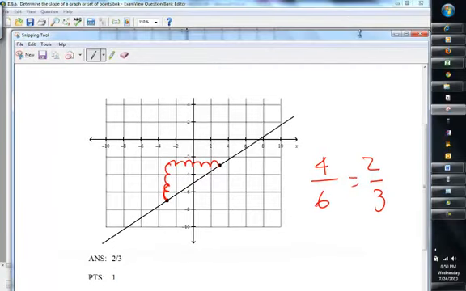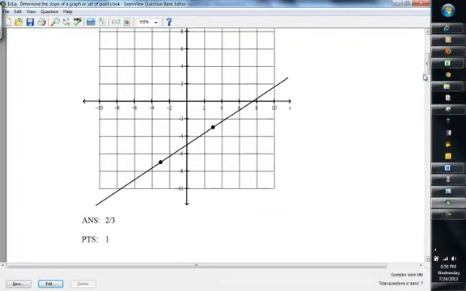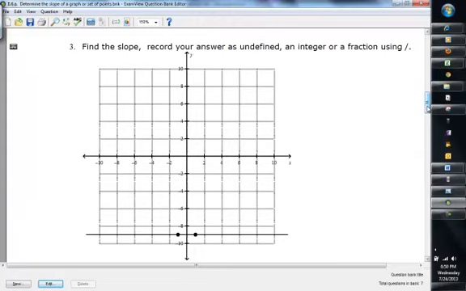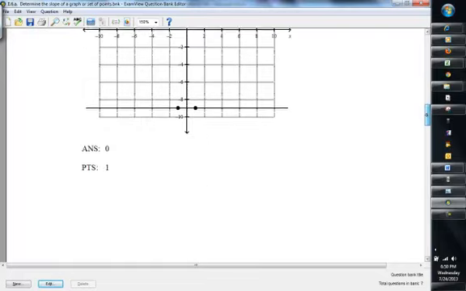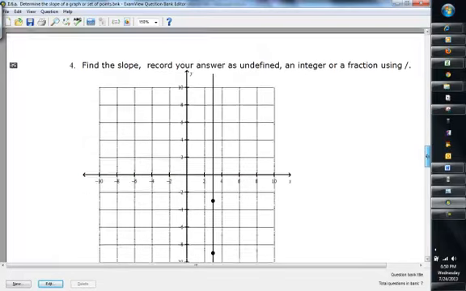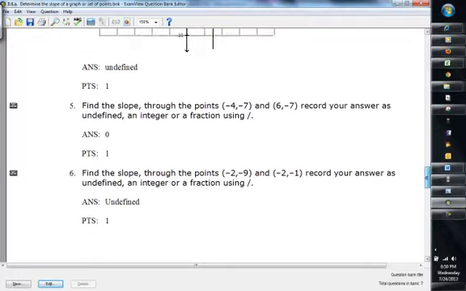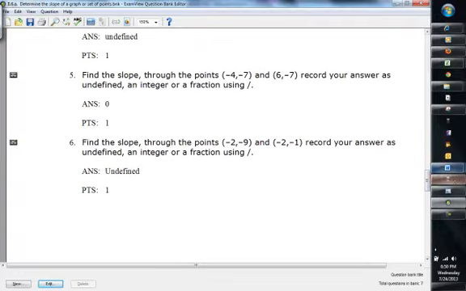Next one. Let's go back to our assignment. Now we've got a slope here. If you notice, if it's a horizontal line, the slope is 0, and if it's a vertical line, the slope is undefined. Let's look at this one. Find the slope here.